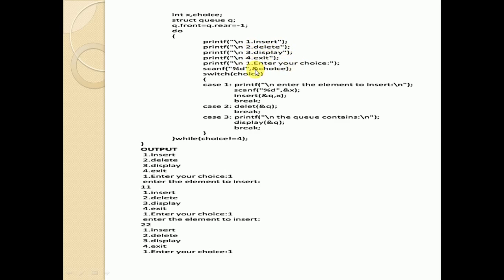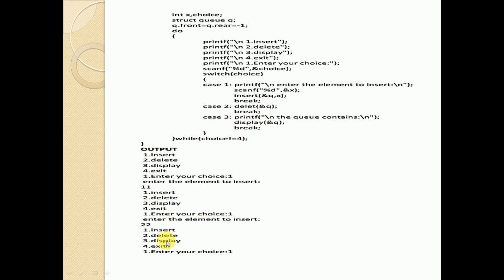How are you entering the choice? Through the keypad, that is CH. Now a switch case is taken for multiple choices. Case 1 inserts the element into the queue. Case 2 deletes the element by the delete function. Case 3 displays the elements by the display function. If you enter choice 4, it will directly come out of the loop.